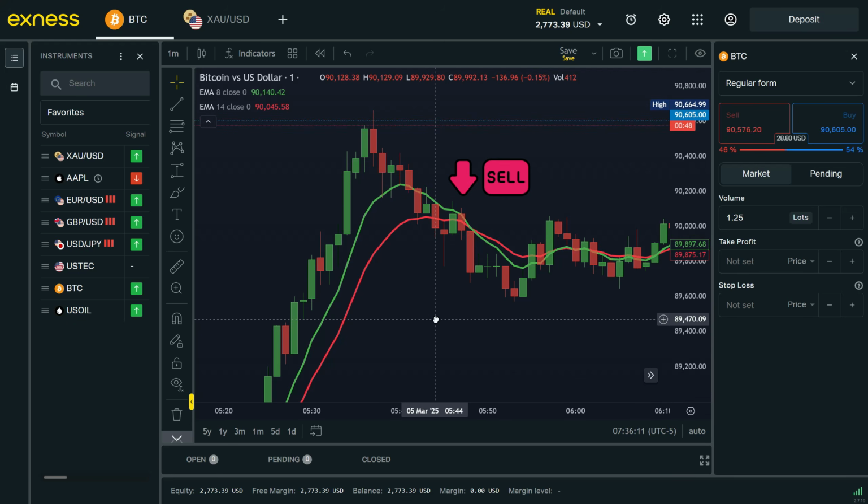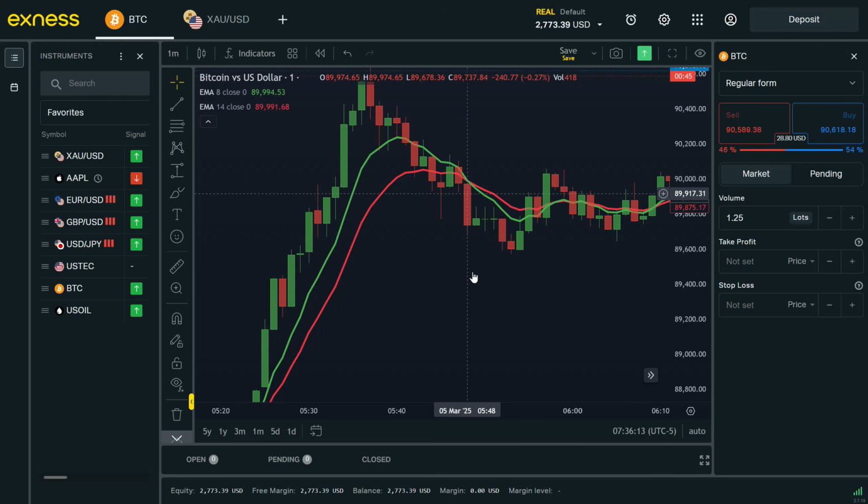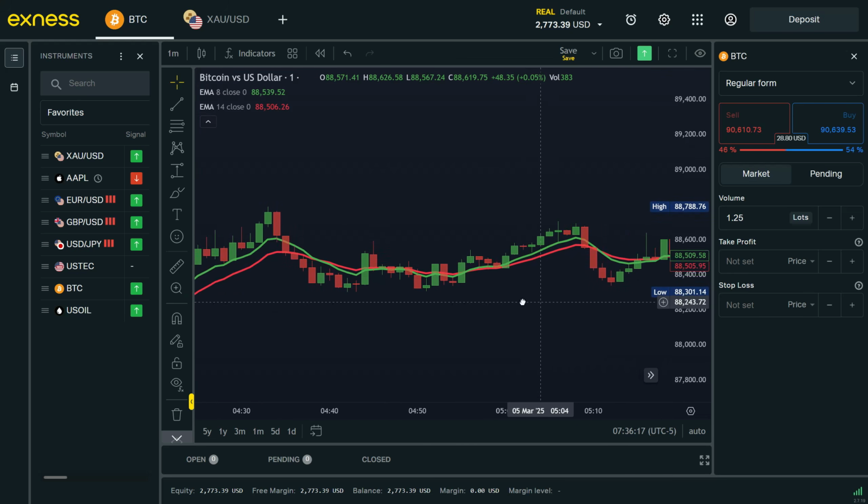On the other hand, when the red EMA 14 period crosses above the green EMA 8 period, it means that sellers are taking over and the market is shifting into a bearish trend. This is our signal to enter a sell trade, expecting the price to move downward. This crossover strategy helps us identify trend changes early and allows us to trade in the direction of momentum, making it a powerful and simple way to catch profitable moves in the market. Now that we understand the basic entry signals, let's explore additional confirmations to increase accuracy and filter out false signals.